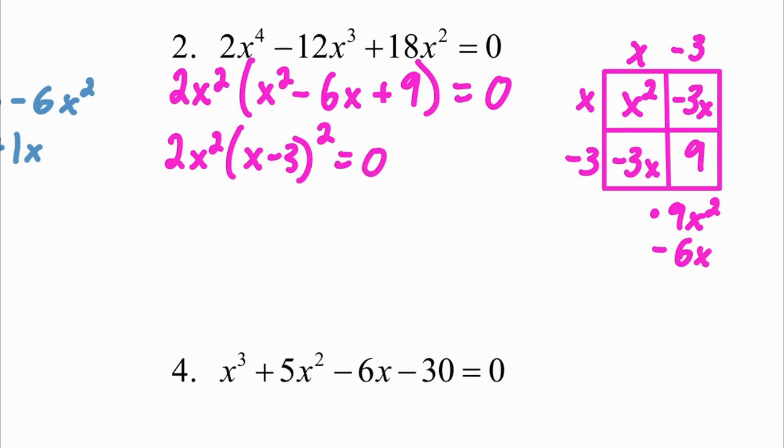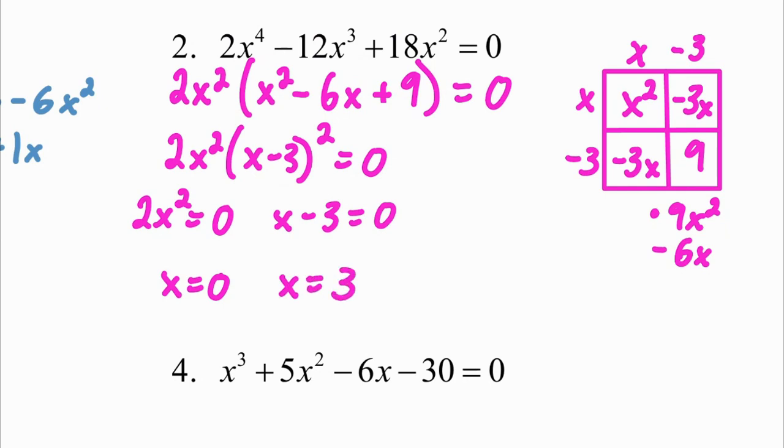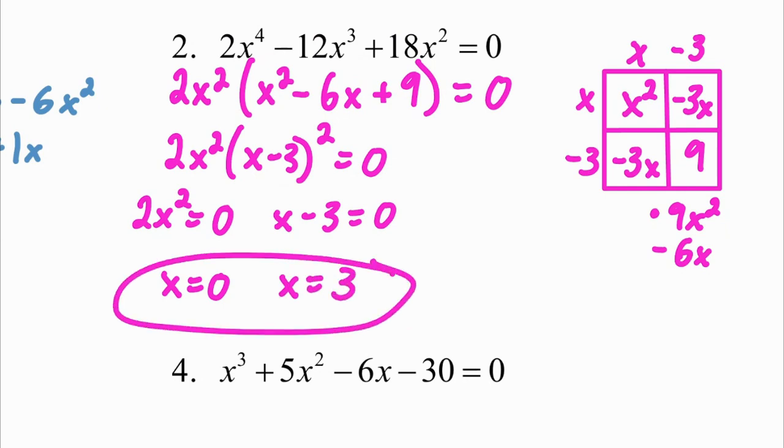However, we only need to set these factors equal to 0 once. When I set the 2x squared equal to 0, that gives me x equals 0. Then I just need to set x minus 3 equal to 0, and that gives me x equals 3. So I only have two answers there, and that would be 0 and 3.